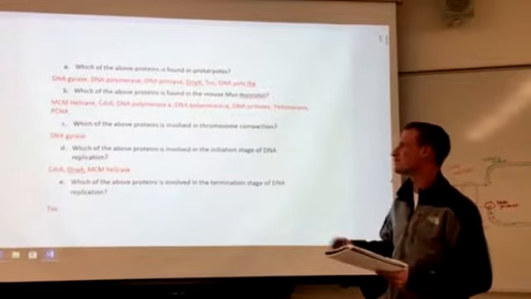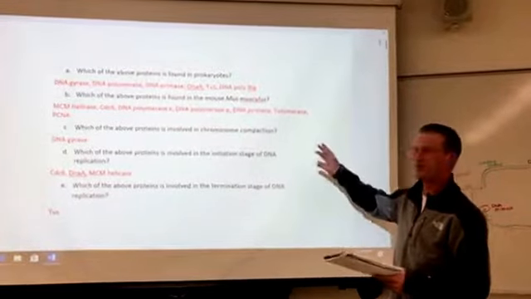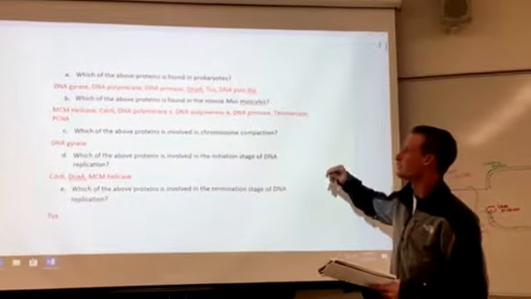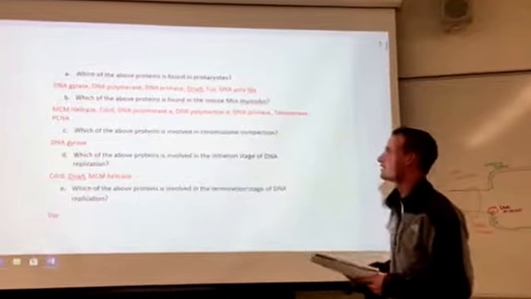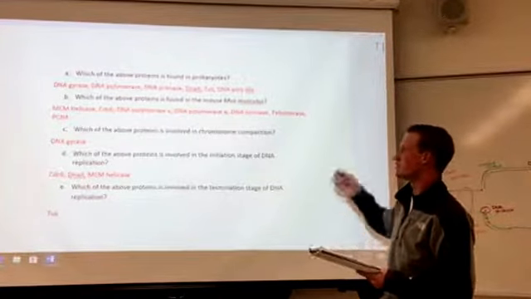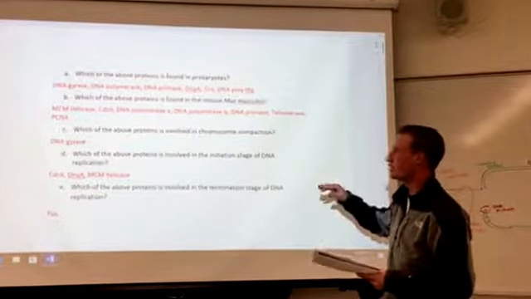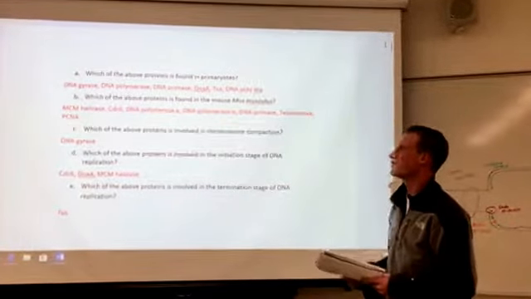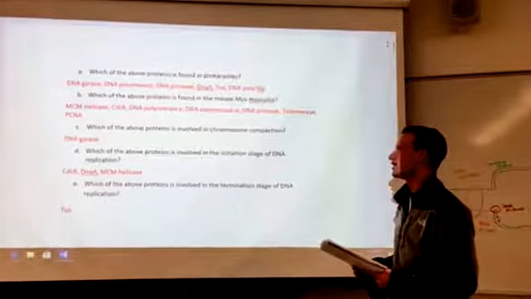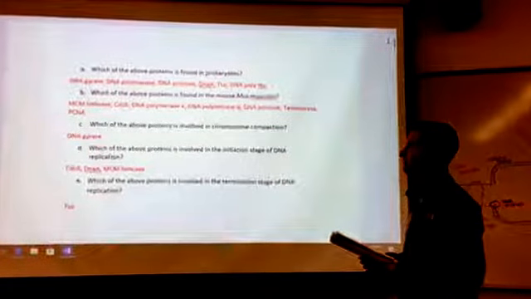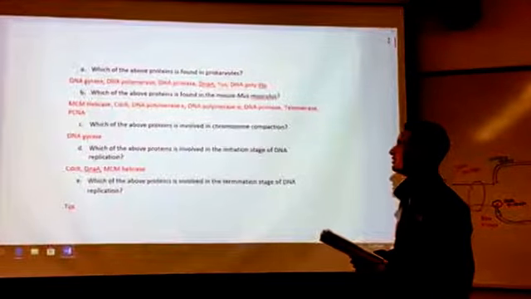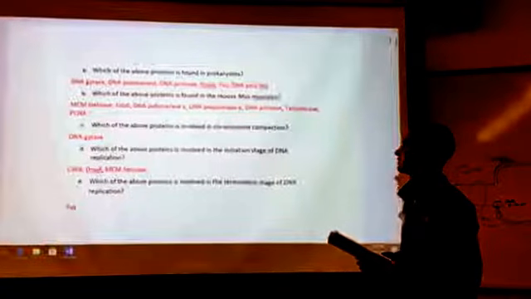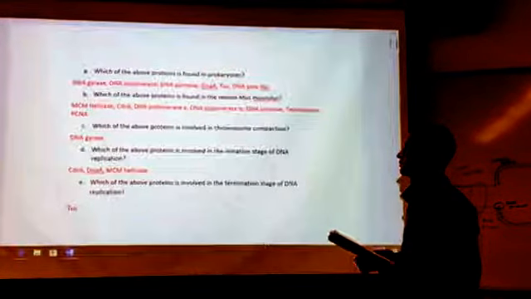Okay, so for question number 5, we drew it up here, or we projected it up here. So the first question is asking us which one of the proteins from the list above was found in prokaryotes. And we went through the reading, and the ones that we found were in prokaryotes specifically were DNA gyrase, DNA polymerase, DNA primase, DNA A, TUS, and DNA polymerase 3 alpha subunit.